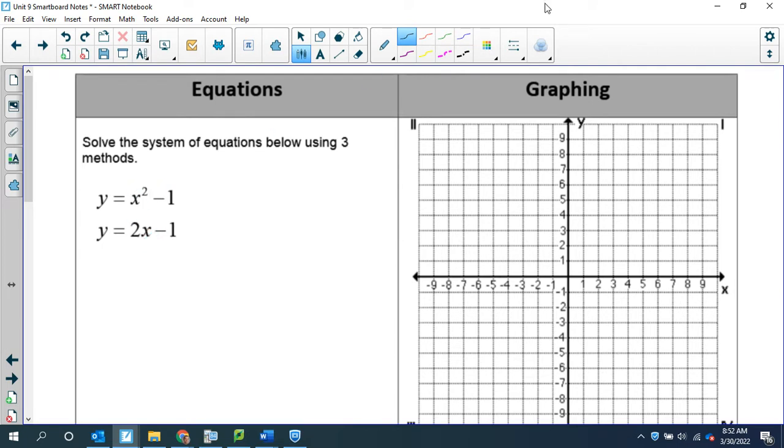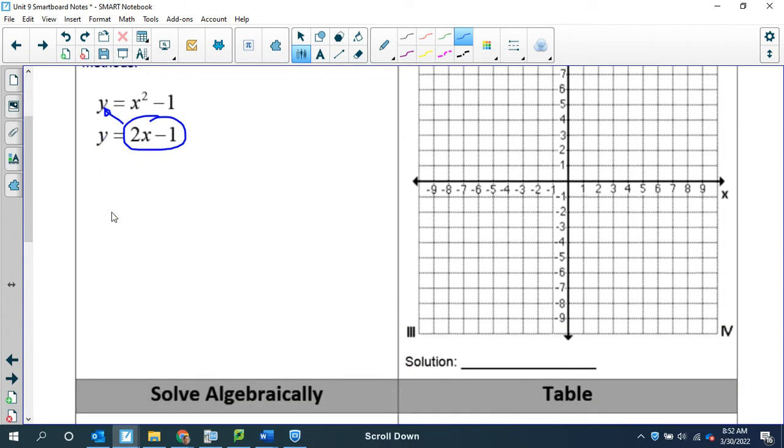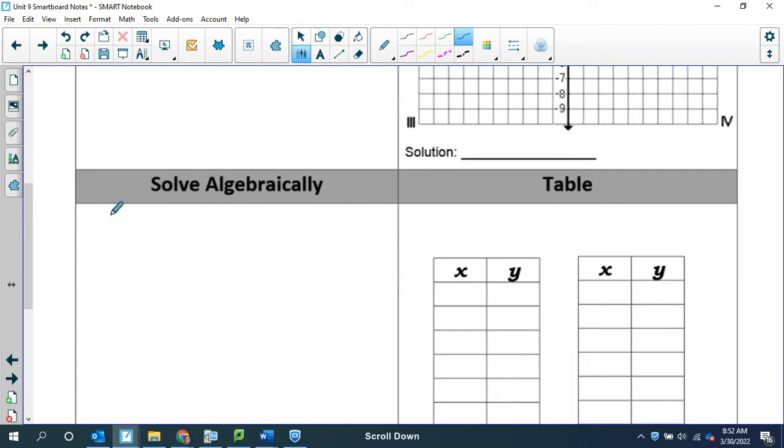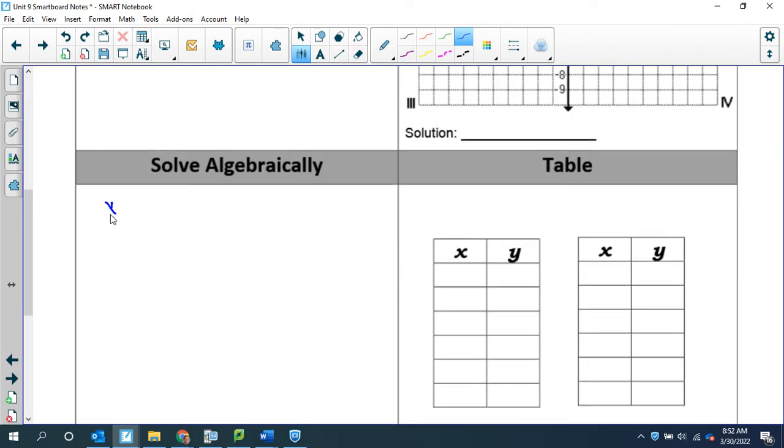For this particular problem, when I go and solve it algebraically, they're both equal to y. So if you take a look at that, I can take this 2x minus 1 and put it in for y in my other equation. Basically I'm setting them equal to each other. So I'd have x squared minus 1 equals 2x minus 1.